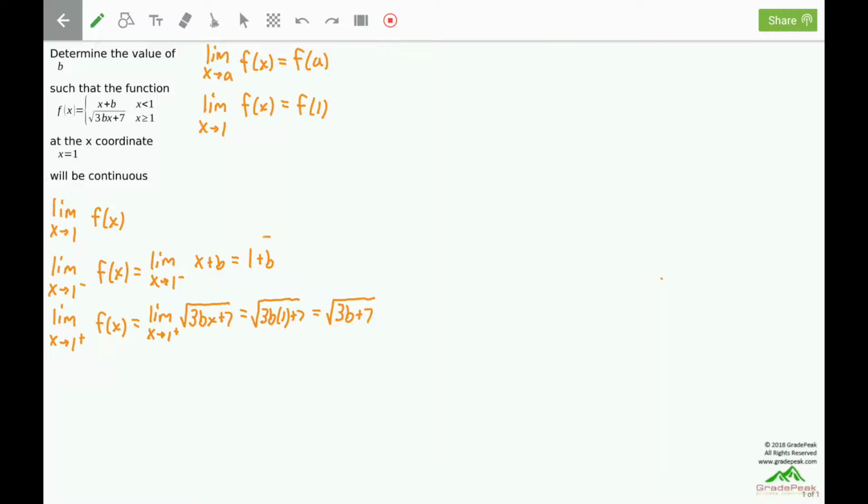The results of the one-sided limits need to match for the two-sided limit to exist, and the two-sided limit needs to exist for continuity. So we will, at the very least, need those two things equal to each other. So we know that 1 plus b will need to equal the square root of 3b plus 7. The other thing we need to determine is f of 1. That's part of the continuity. We also need the two-sided limit to equal the function evaluated right at the value of 1.